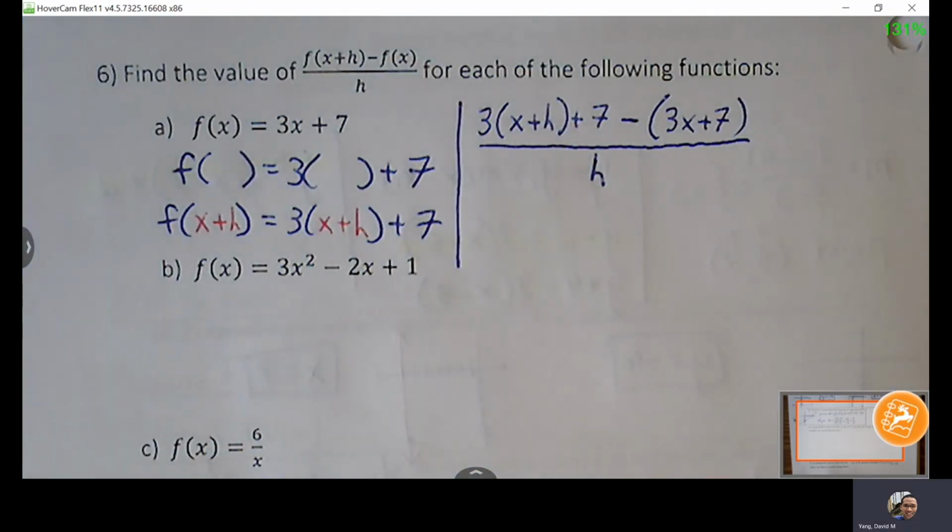Okay, so now let's just clean this up. See if you can distribute the numerator through, get rid of the parentheses, combine like terms, and see if you can reduce it down to as simple as you can make it.